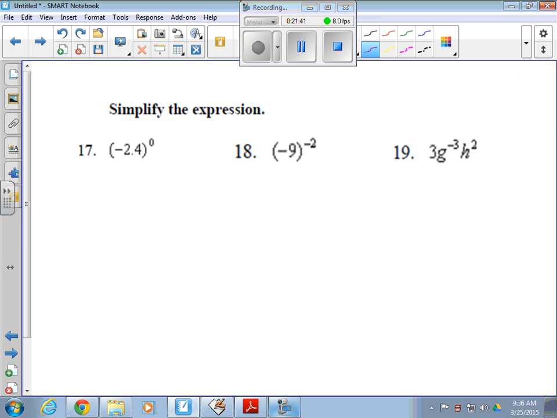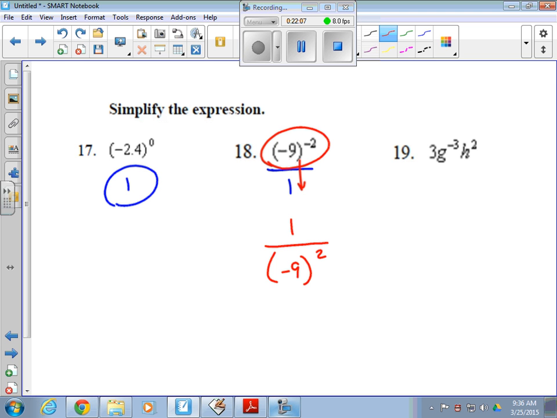17, these problems get a whole lot faster from here. Negative 2.4 to the 0 power. Anything to the 0 power is 1. Negative 9 being raised to the negative exponent. Remember, anytime something is raised to a negative exponent, it has to ride the elevator. So when it goes down, the exponent becomes positive. It becomes 1 over negative 9 to the positive 2 since it went down. So when we simplify this, we're left with 1 over negative 9 times negative 9. A negative times a negative is a positive 81. 1 over 81.